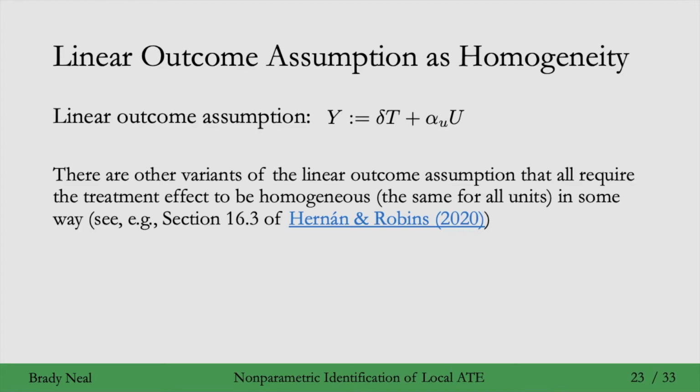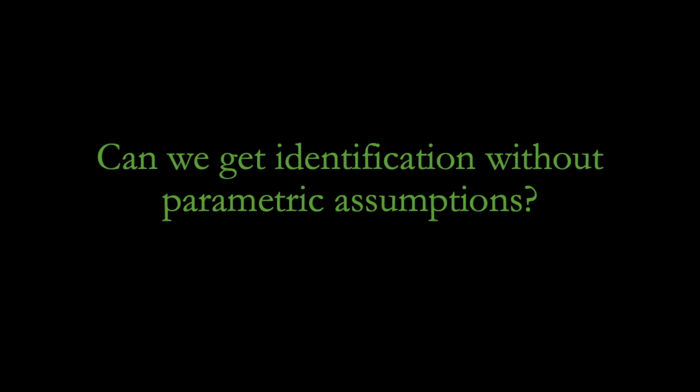And there's a few different variants for homogeneity assumptions. You can see more in section 16.3 of the Hernan and Robbins book. We used one specific one, this linear outcome assumption. Anyway, the point is that assuming that the causal effect is the same for everyone is very restricting. It's something that we shouldn't be satisfied with in most scenarios. So the question you should have in your mind now is, can we get identification without parametric assumptions? Specifically talking about identification using instrumental variables in the presence of unobserved confounding here.